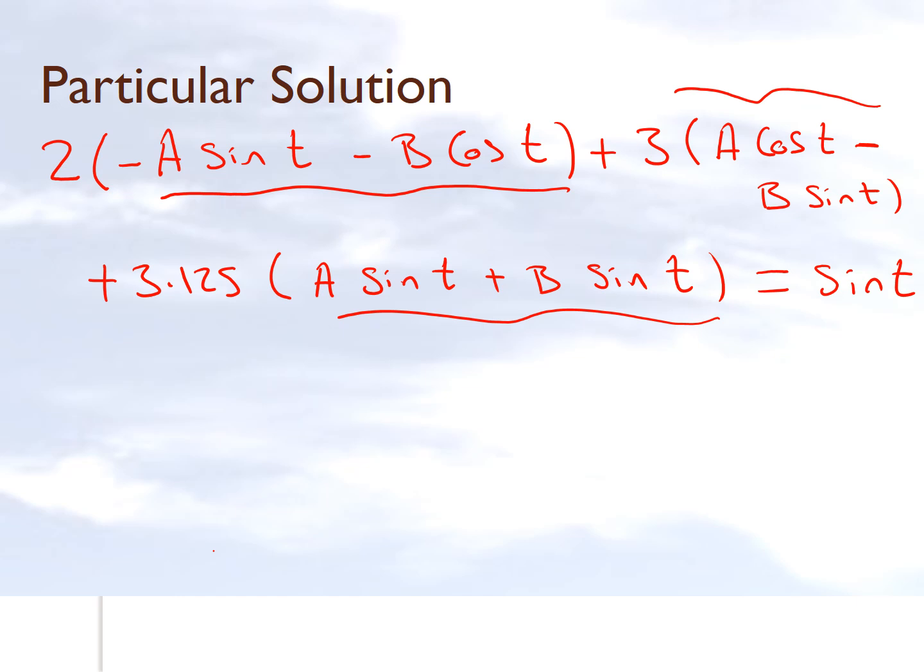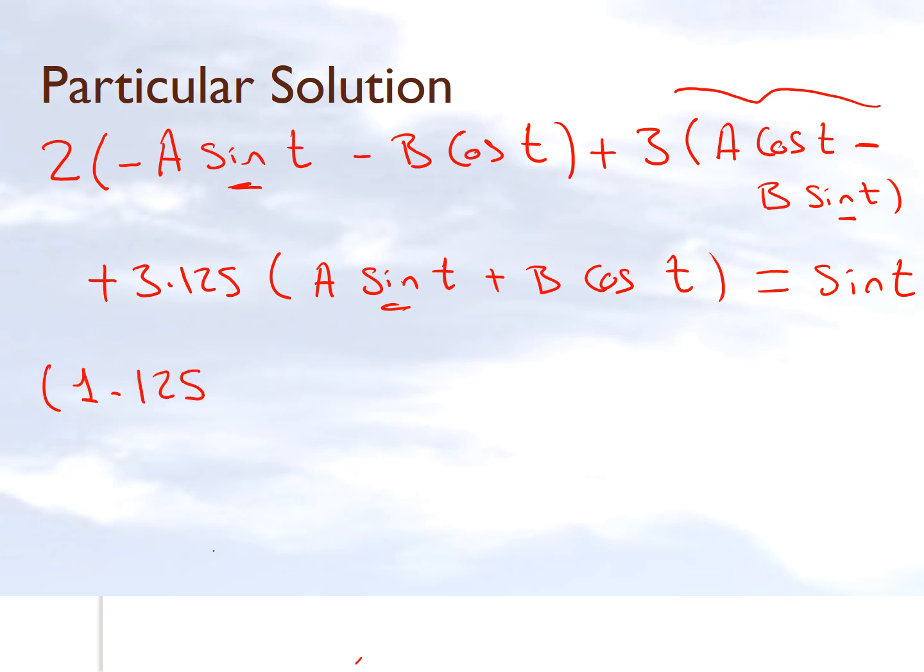Now you can see that the left hand side has sinusoids, sines and cosines. So let's combine the coefficients that belong to a sine and the coefficients that belong to a cosine. Here I made a typo; this should be a cosine. Okay, so adding up the coefficients of the sine function, I have 1.125a minus 3b. Those are the coefficients of sine t.